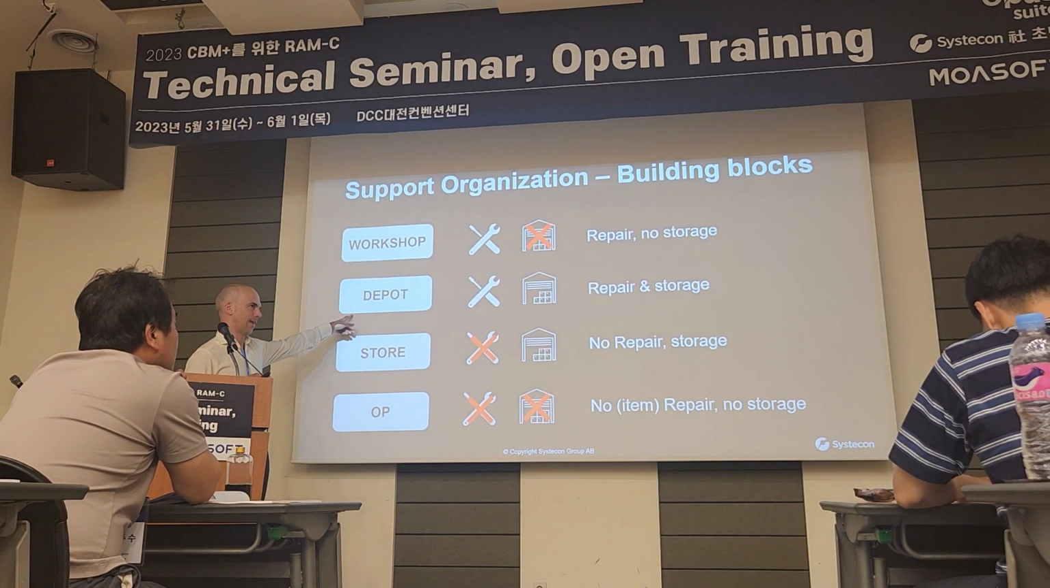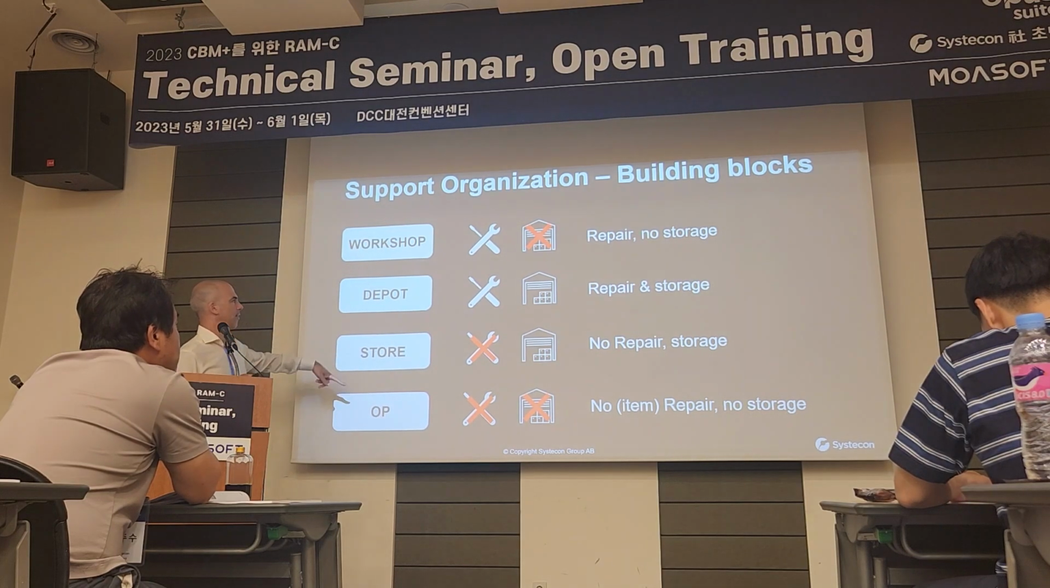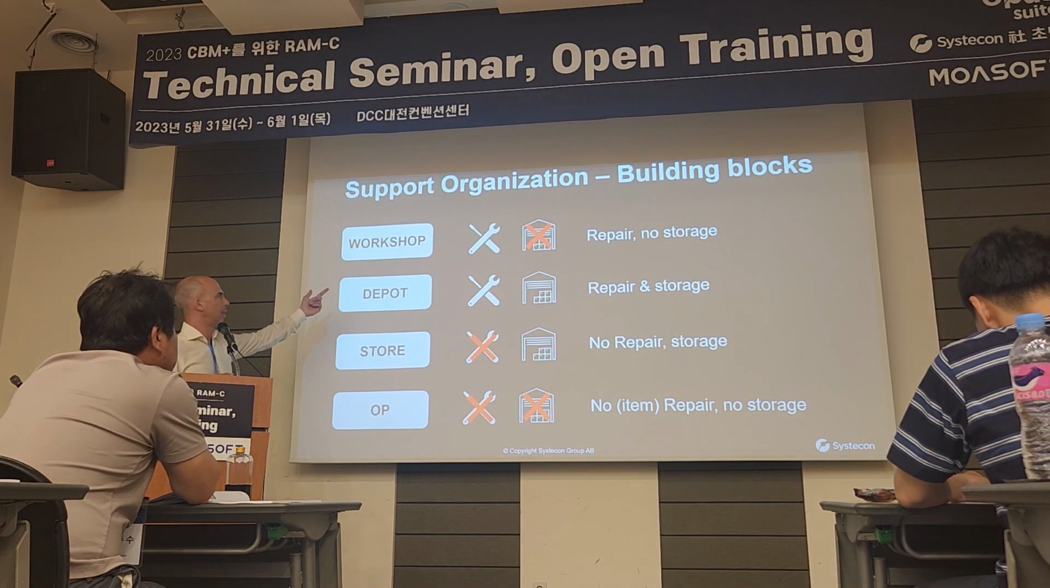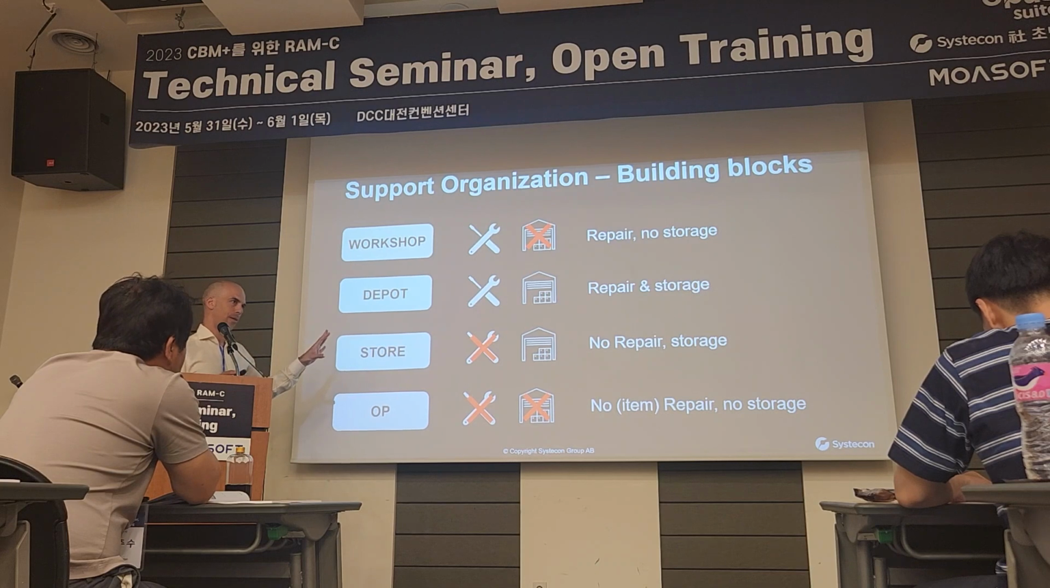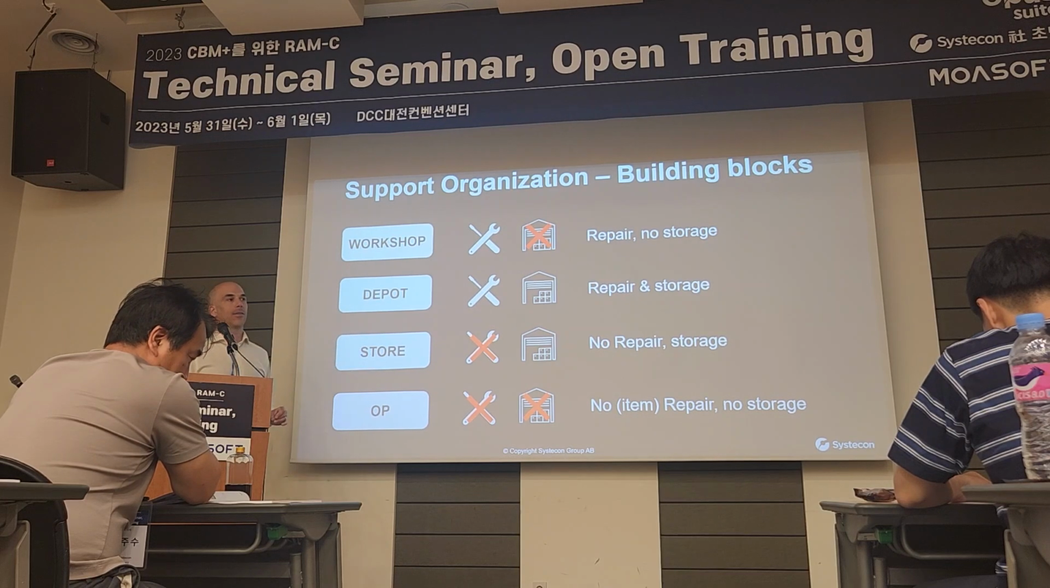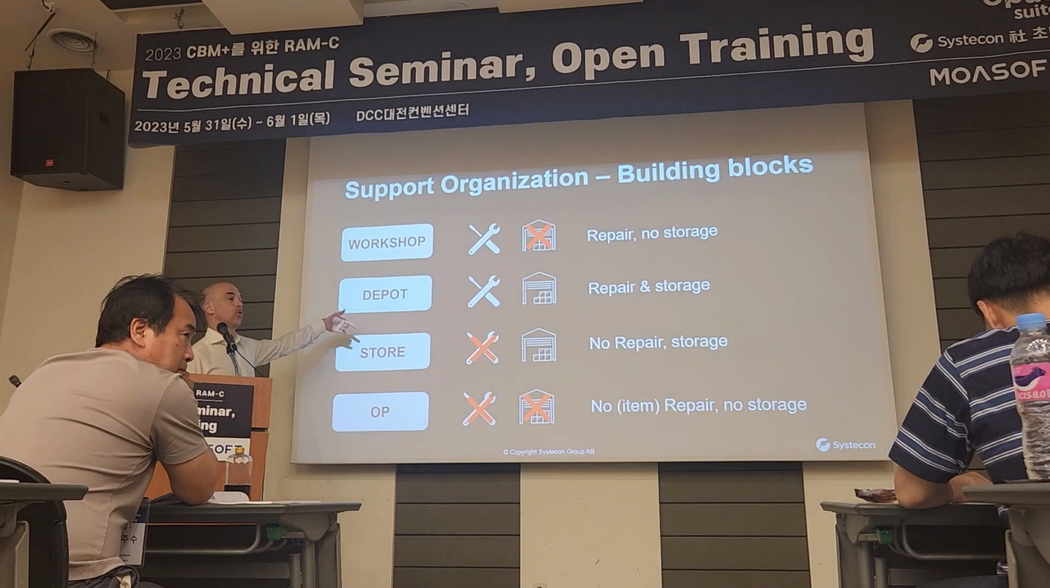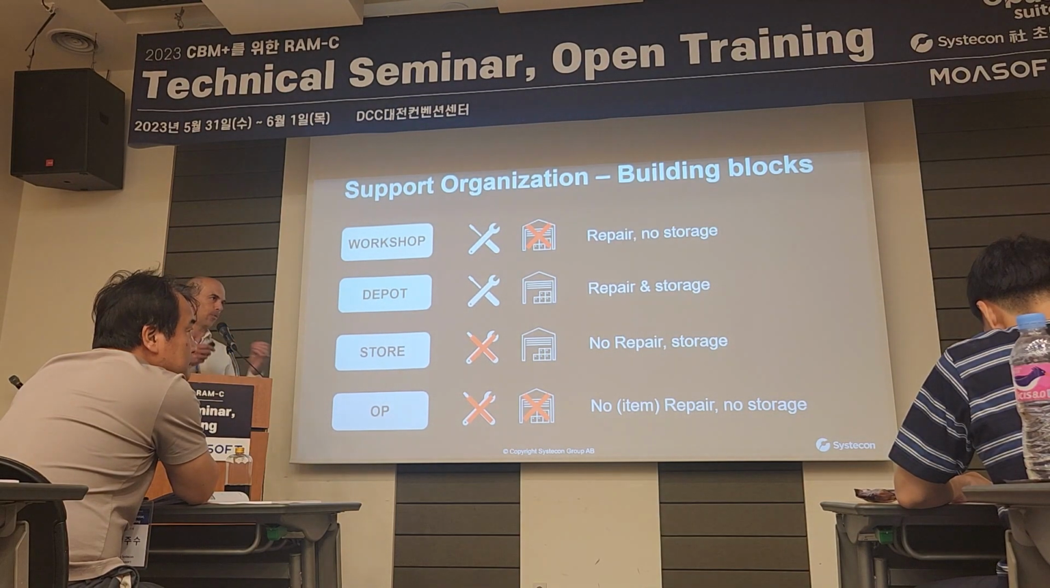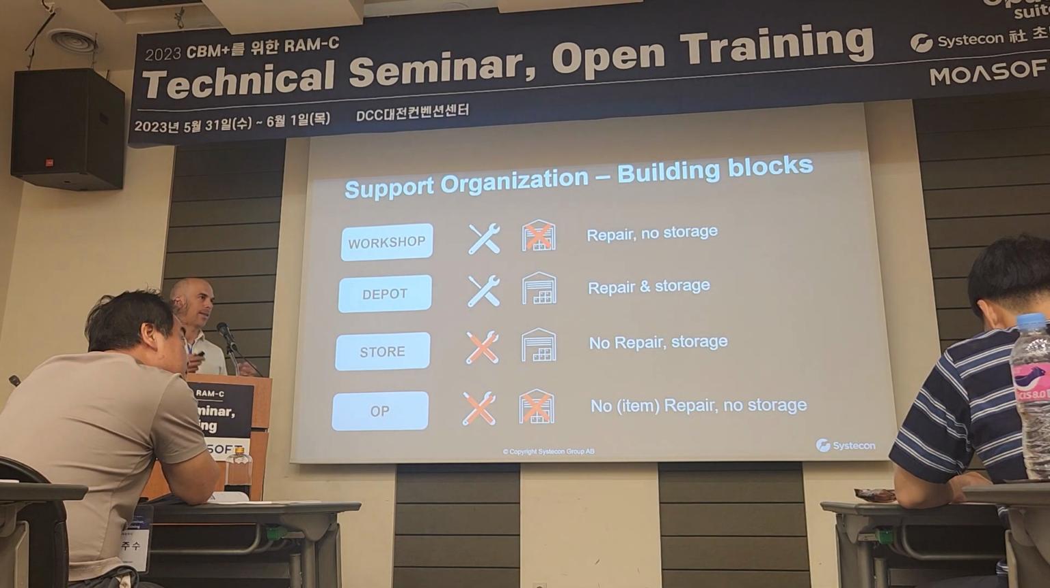Exactly. So this is the entities. If you want to model a place where you only repair, then you should model it as a workshop. If you know that you are interested in both the repair and the item storage, then you should not model it as a workshop, you should model it as a depot instead. So it depends on what you want with your modeling. It's always the perspective, as I explained in the beginning.